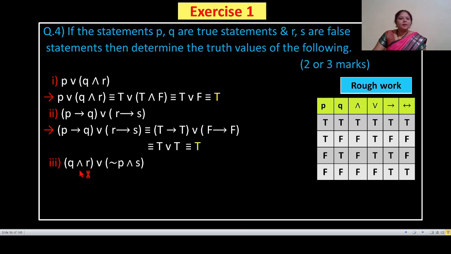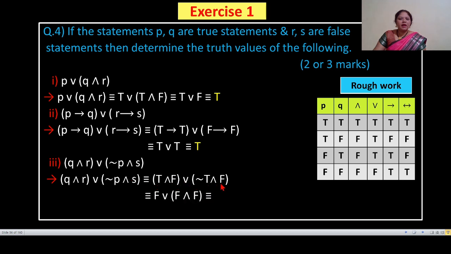And the third example is Q and R or negation P and S. Put truth values of P, Q, R, S. Therefore, T and F or negation T and F. T and F means F, or negation T is F, and F. F and F means F. Therefore, F or F is F.